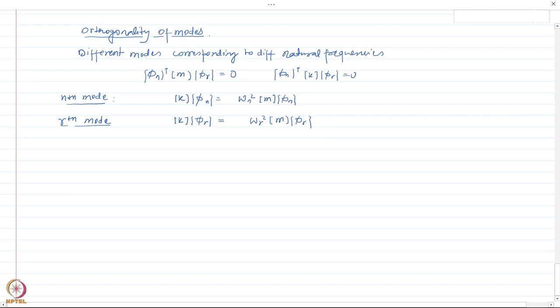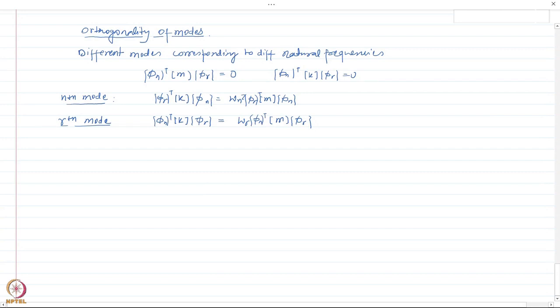Okay, now what we can do here is multiply any of these equations with the transpose of the other mode. So let me multiply this with phi r transpose on both sides of the equation, so that I have omega n square phi r transpose, and then here also I am going to multiply this phi n and omega square phi n.